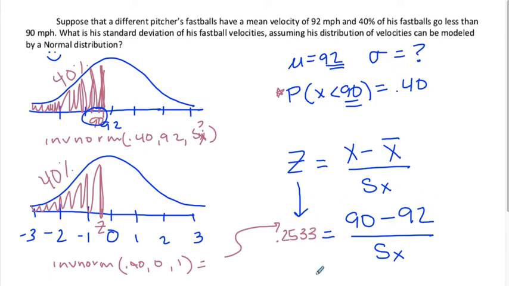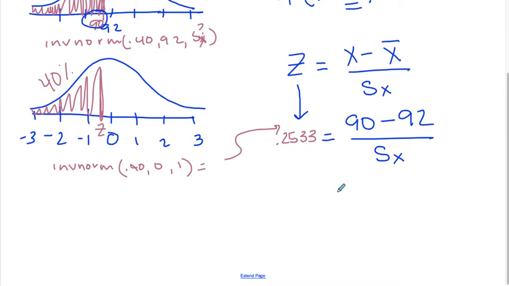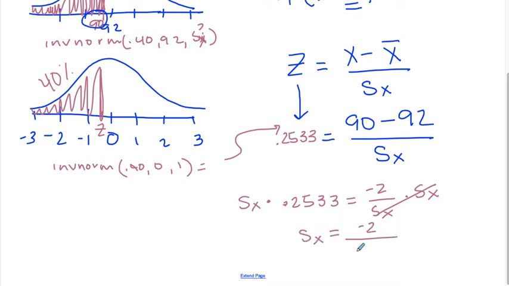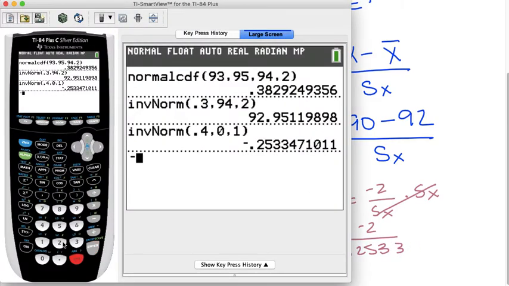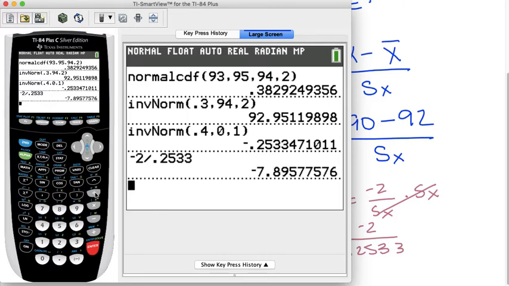All right. Now I can solve this for our unknown standard deviation. So now I have 0.2533 equals -2 on the numerator. And then I can multiply by standard deviation. It gets rid of it on this side. But I need to undo that multiplication here. So I'll divide it, giving me 0.2533 on the bottom. And I can use my calculator to find what that standard deviation is. -2 divided by 0.2533. So I get -7.89.